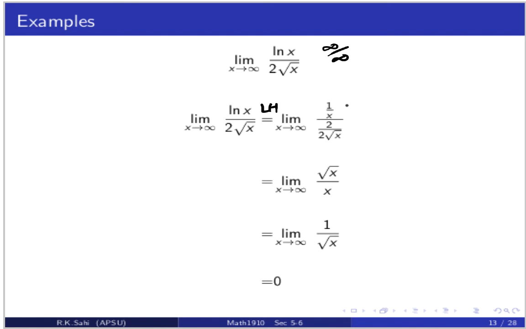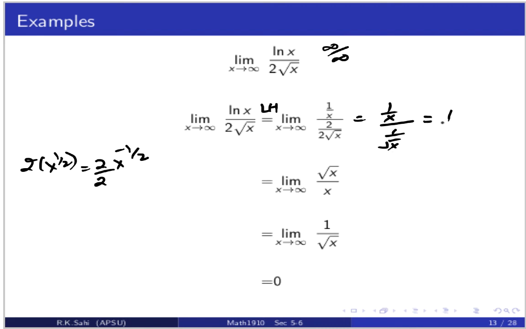The differential of natural log of x is 1 over x. And the differential of 2 square root x is 2x to the power ½, which is 2 over 2 times x to the power minus ½, which is 1 over square root x. So this 2 over 2 cancels out. And what do we see? This is 1 over x over 1 over square root x. We can write this as 1 over x times, flipping the denominator fraction, square root x over 1. And what we see is the limit as x tends to infinity of square root x over x.